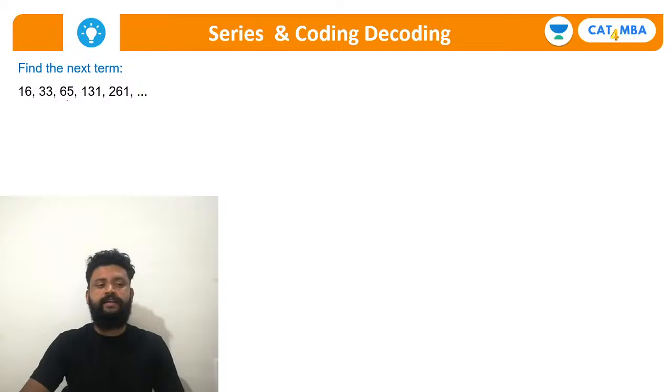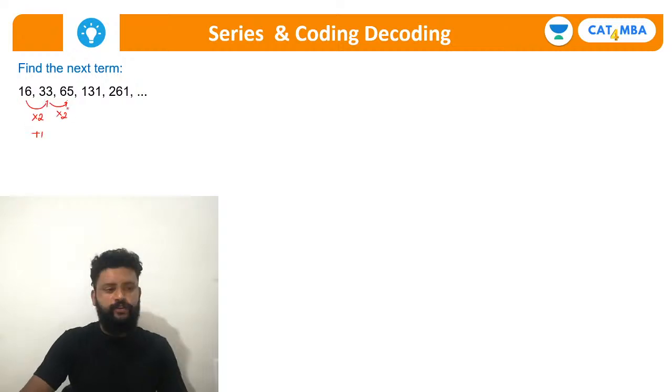So basically the logic here is times 2 plus 1. Here there is an extra 1. Now if we double 33, that is 66, but here it is minus 1. Double plus 1, double minus 1, again alternately double plus 1, double minus 1. So what we need to do next is times 2 plus 1, and that will be 520.